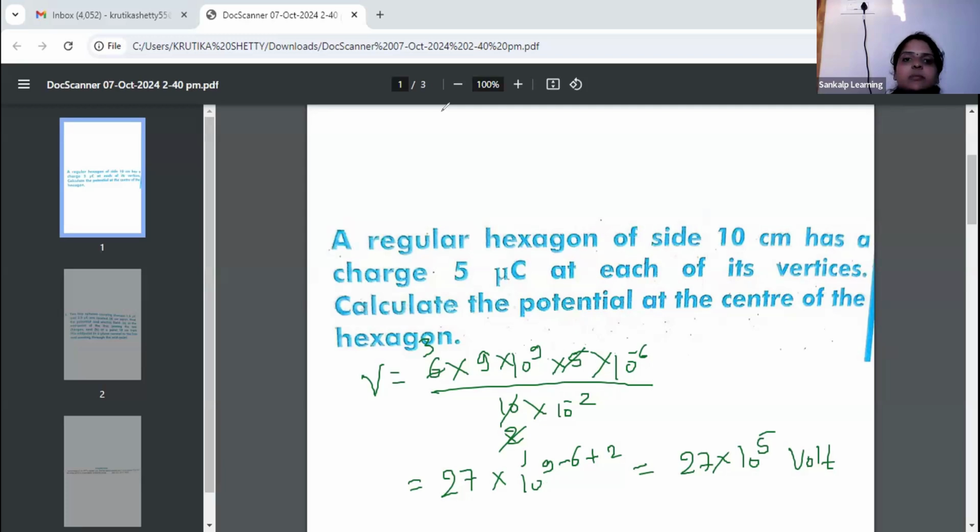So this completes the first part of the lesson, that is electric potential. Next, we will discuss equipotential surface and its examples. Then potential energy, then the capacitors part. Okay, so the answer is 27 into 10⁵ volt.